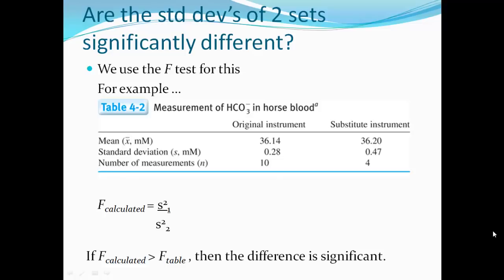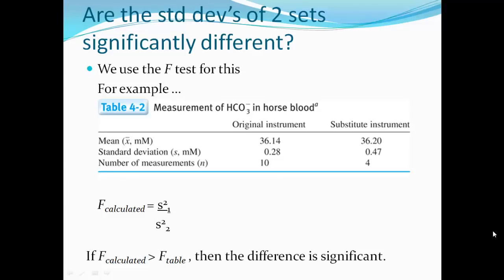So they're comparing two different instruments right here. And you can see that the means are almost the same, but are they significantly different? We have to make sure. This is analytical chemistry, so we're just not going to guess and say, well, yeah, they look close. No, you have to actually prove it mathematically. So we're going to use the F-test.